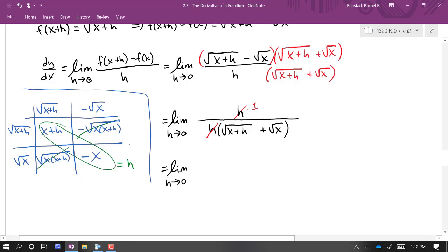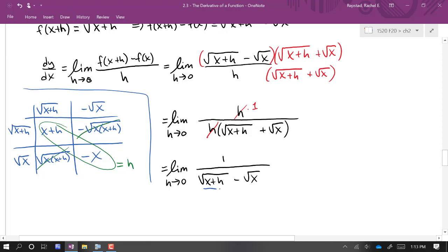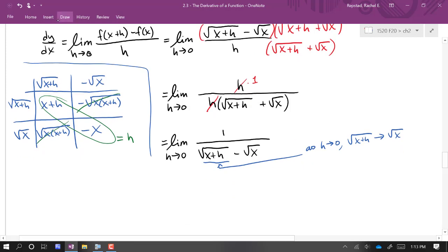So this is the limit as h approaches 0 of 1 over the square root of x plus h plus the square root of x. Now, we're in a good spot to let h be 0. Again, we see that we still have an h in the bottom, but it's not a factor of h. If h becomes 0, the denominator does not become 0. In fact, we could see that as h approaches 0, the square root of x plus h approaches the square root of x. So let's let h go to 0.